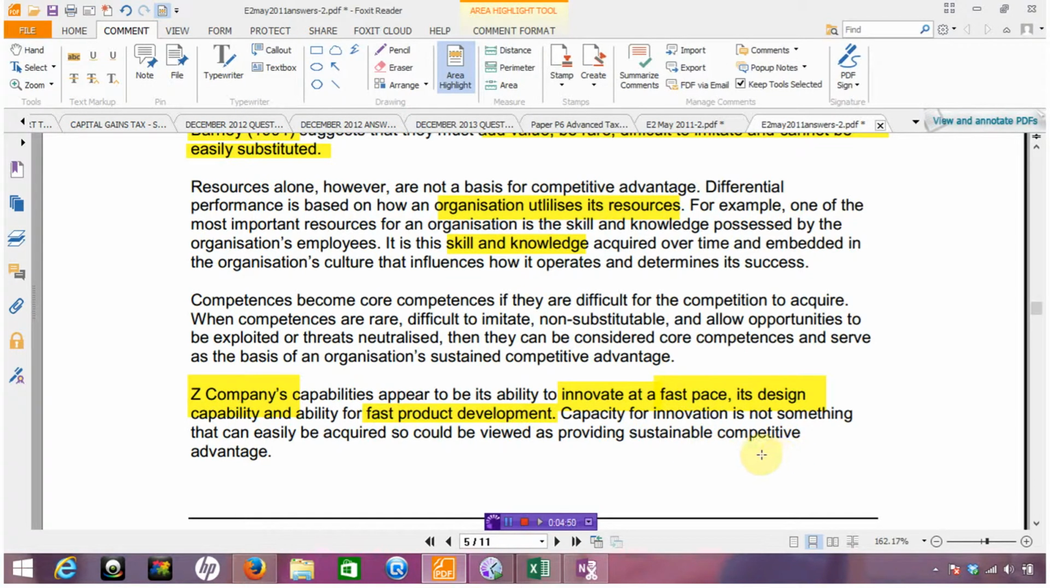As always, sign off with some reference to competitive advantage. It's a little bit broad, but let's give the marker and the examiner back what they give you. Let's use those key terms, competitive advantage, etc.